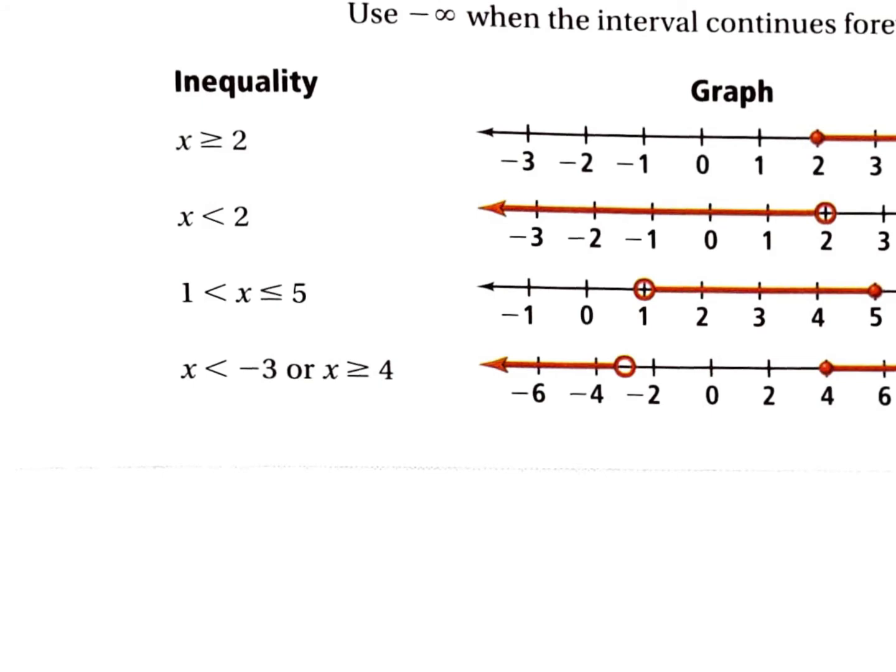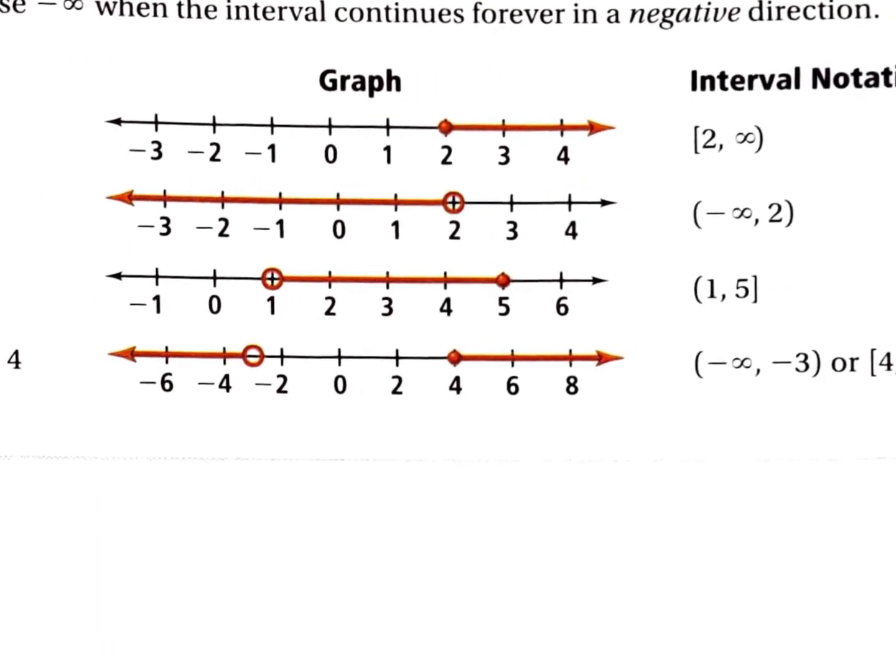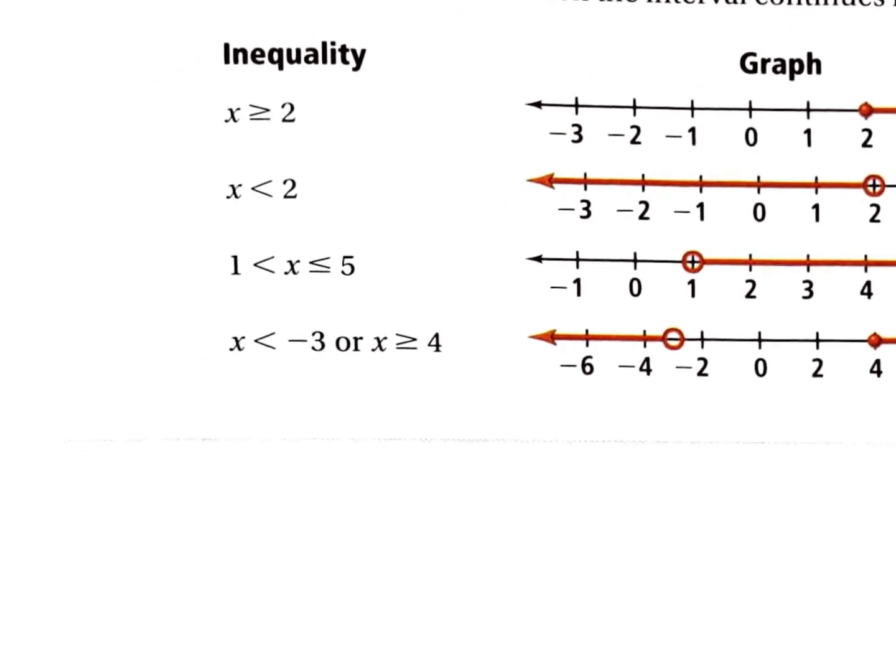So with the first one, we're in between -1 and 5, including the 5. So what's different is we're not going to have an infinity or a negative infinity. So that would be a parentheses -1, comma, 5, and a bracket, because it includes the 5.